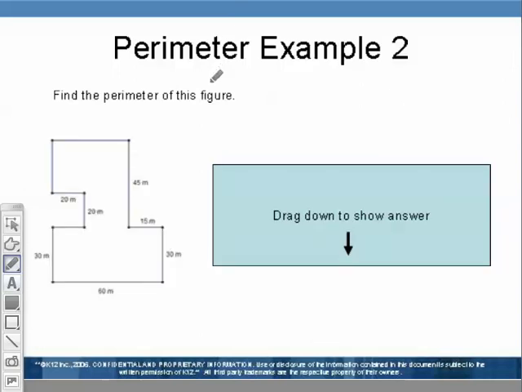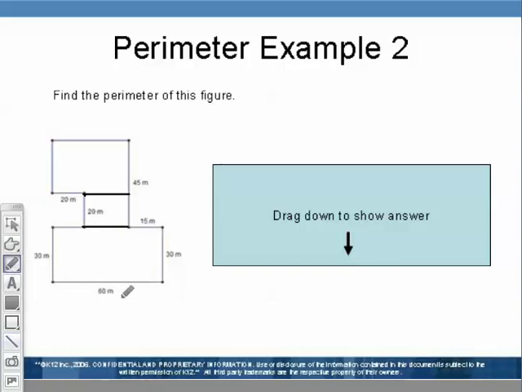Okay, much more complex figure. How do we find these? Well, I'm going to insert my lines like I was saying before. I'm going to insert a line across here. I'm going to insert a line across here. And then I'm going to find some measures that I might be missing.